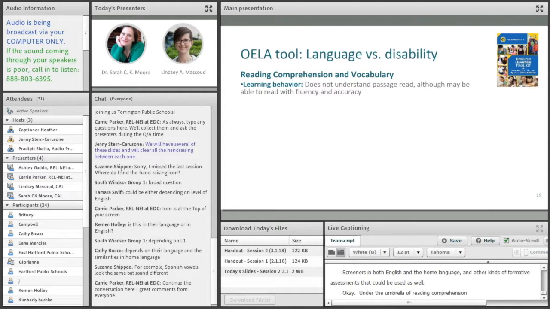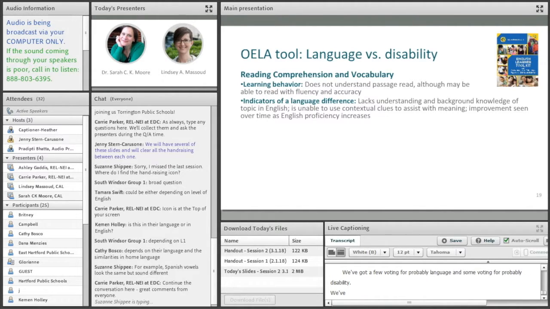Under the umbrella of reading comprehension and vocabulary, perhaps we see a student who doesn't understand a passage read, although they may be able to read with fluency and accuracy. So do you think, gut, that this would be language or disability? All right, we've got a few voting for probably language and some voting for probably disability. We've been pretty split throughout.